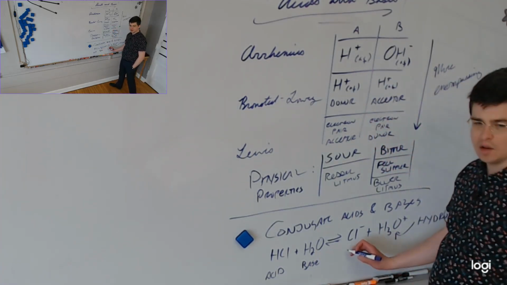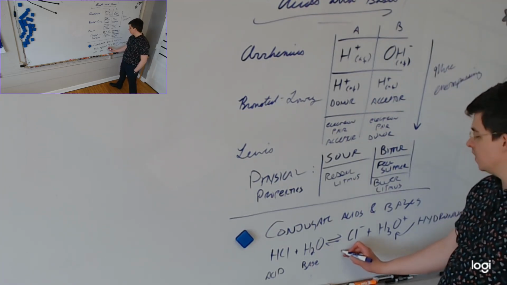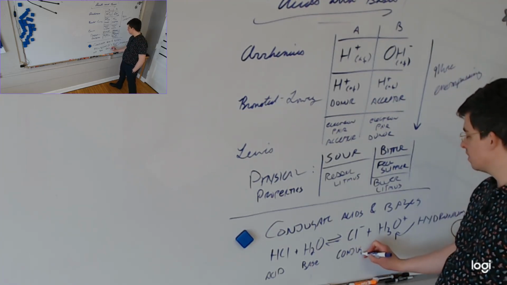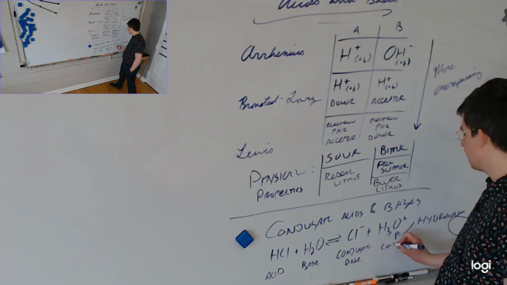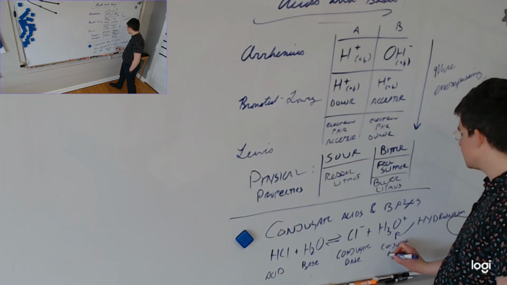So what do we call Cl minus? You remember this part? We did this. This is the conjugate base. And this is the conjugate acid.